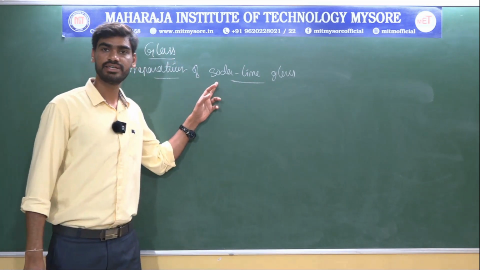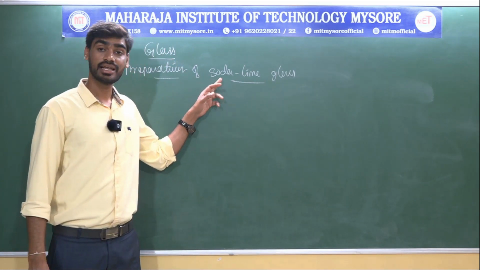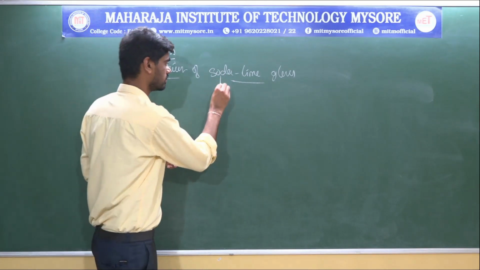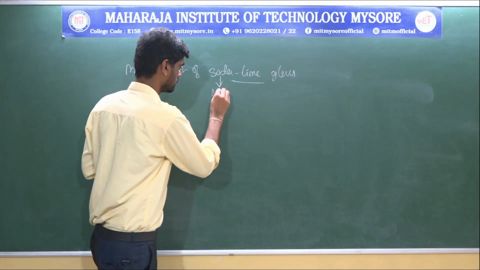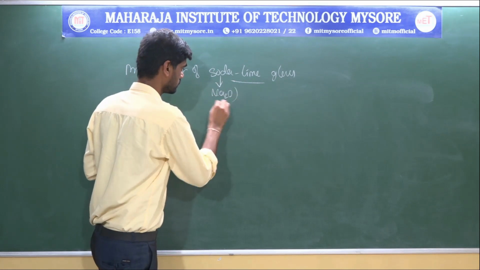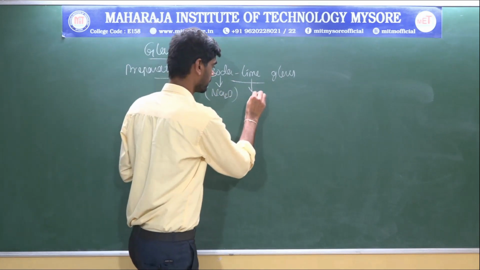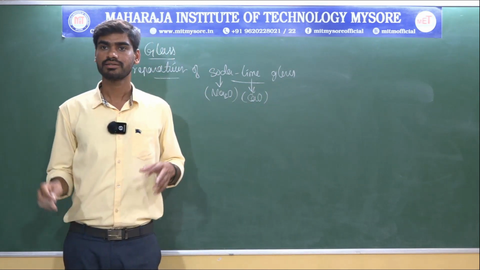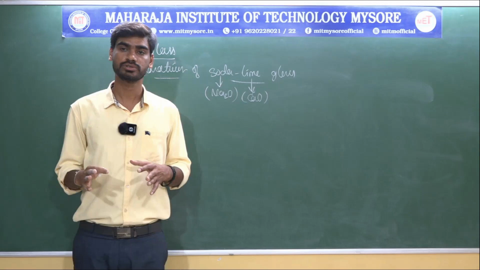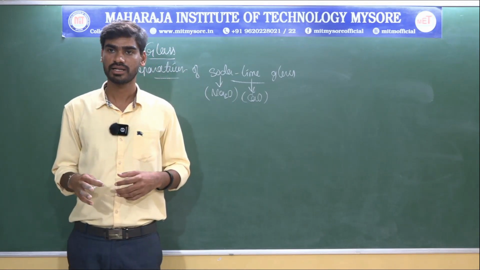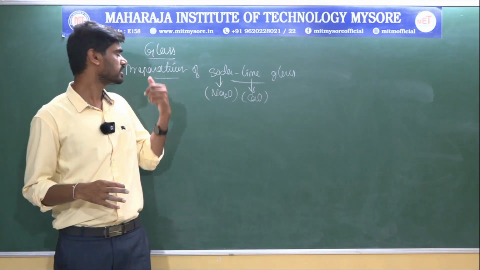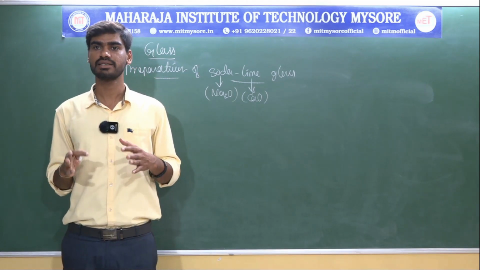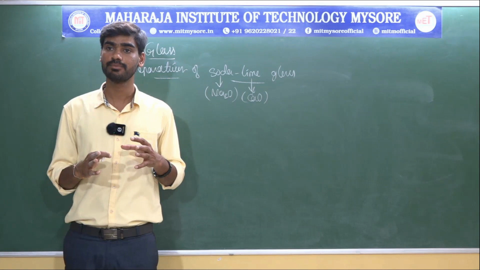So here the name itself indicates soda lime glass. In addition to silica, soda and lime are the important ingredients used for the manufacturing of soda lime glass. We know that soda lime glass is the most popular type of glass manufactured for engineering applications.